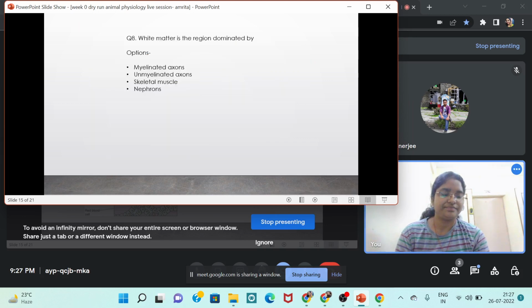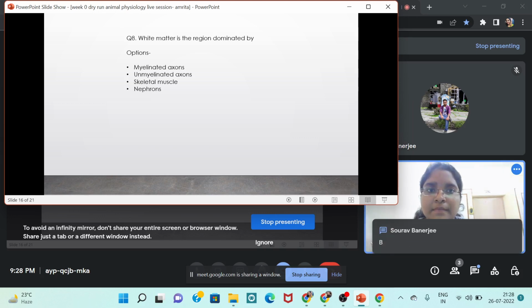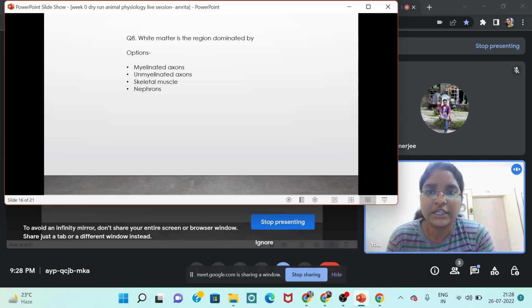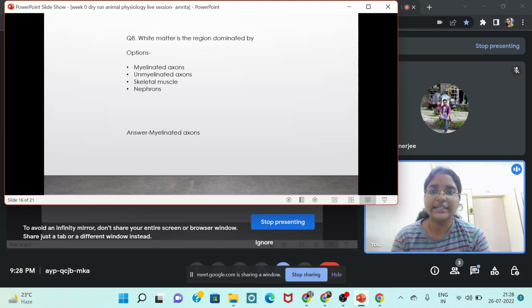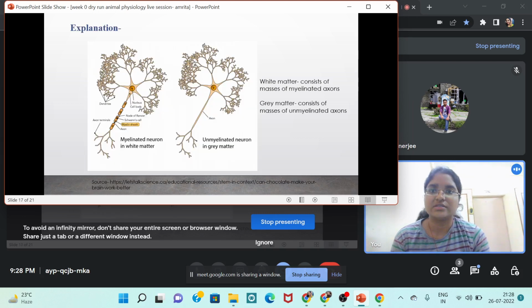So the next question is, white matter is the region dominated by, options: myelinated axons, unmyelinated axons, skeletal muscles, and nephrons. Okay, some are writing myelinated axons, some are writing unmyelinated axons. People are confused about it. Let's see what's the right answer. So the right answer is myelinated axons.